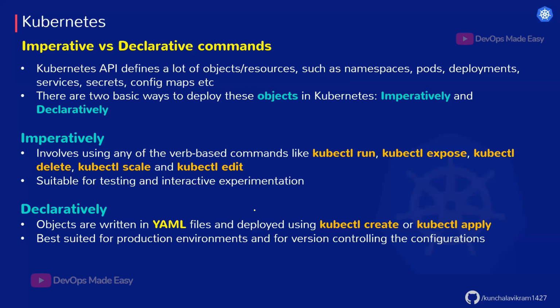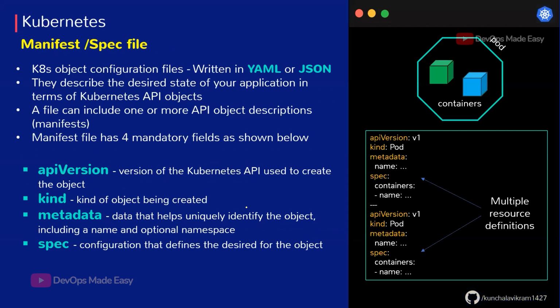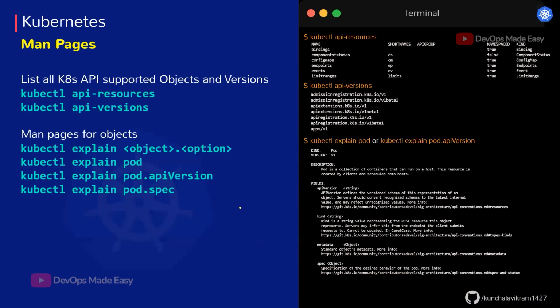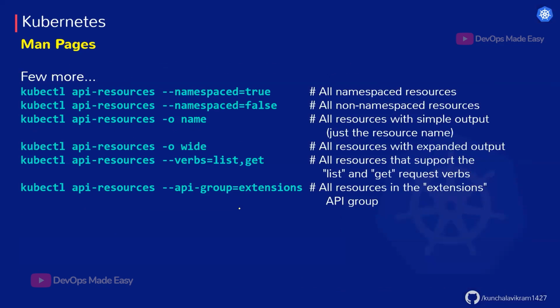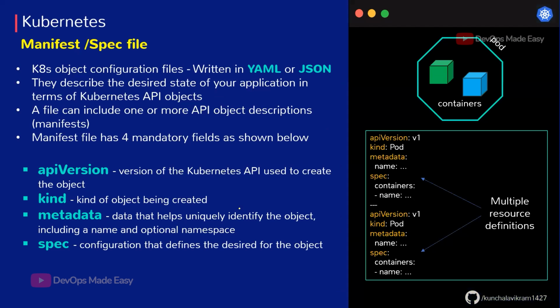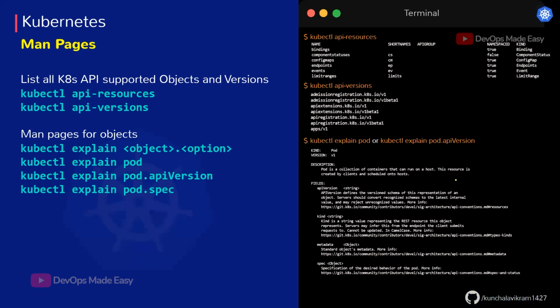But if it is for your dev test or for your learning activity, you can simply go for the imperative way. We'll talk about how to do the imperative way, and then we will come back to the declarative way later. The declarative way is where we'll write the YAML file, but I'll come back to it later.